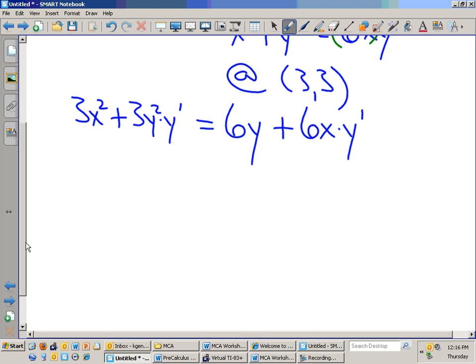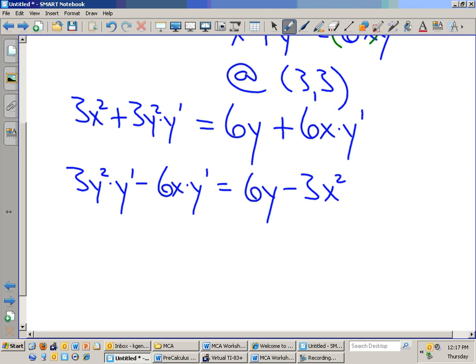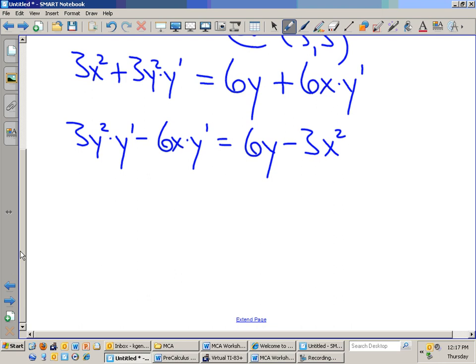Now what? What am I trying to find? I gotta know y prime, so I get the y primes on one side and everything else on the other side. So I'm gonna save this 3y squared y prime over here. And I'm gonna subtract that 6x y prime over to the other side. I'm gonna move the 6y minus the 3x squared. Thank you. All right. Am I on the right track? Okay, good. So, now what?